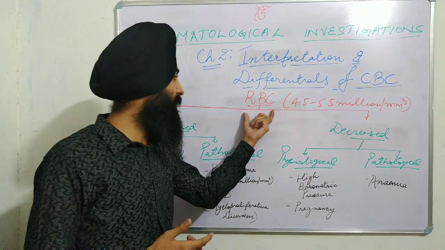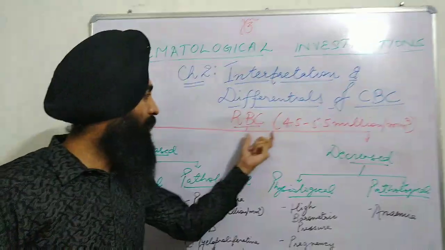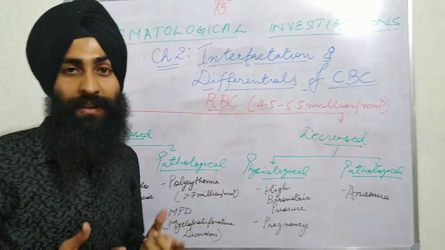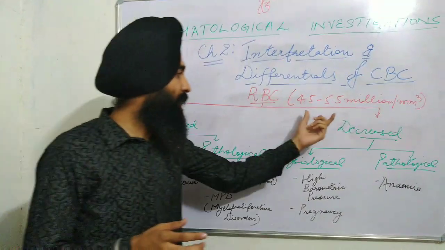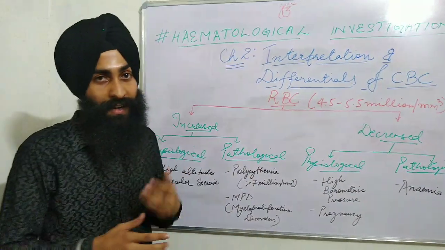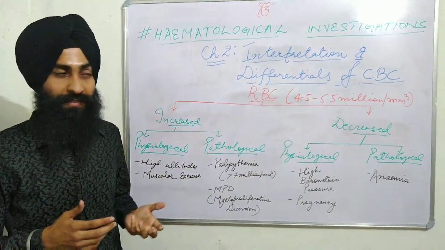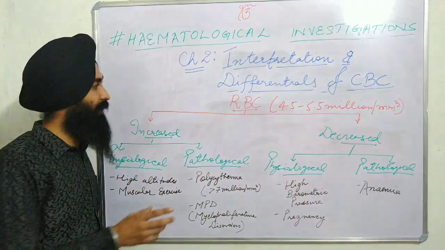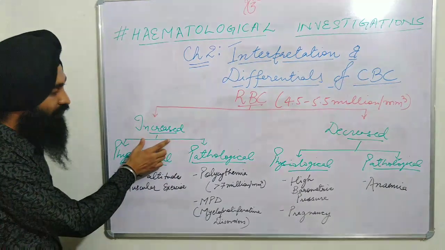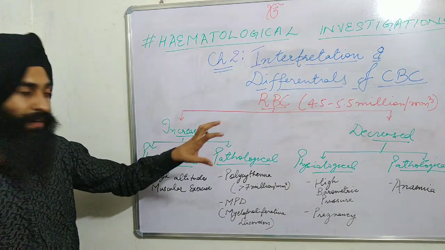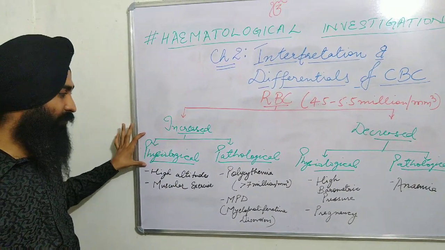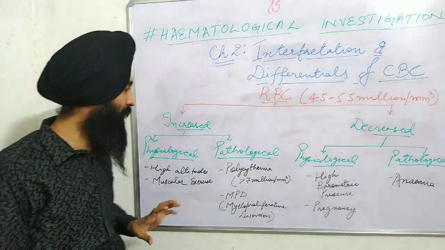Now first of all we will discuss RBC. The normal value is 4.5 to 5.5 million per cubic millimeter. Always remember this value differs in different age groups and both the sexes. There may be two conditions, either RBC number will be increased or decreased, and both conditions can be physiological as well as pathological.